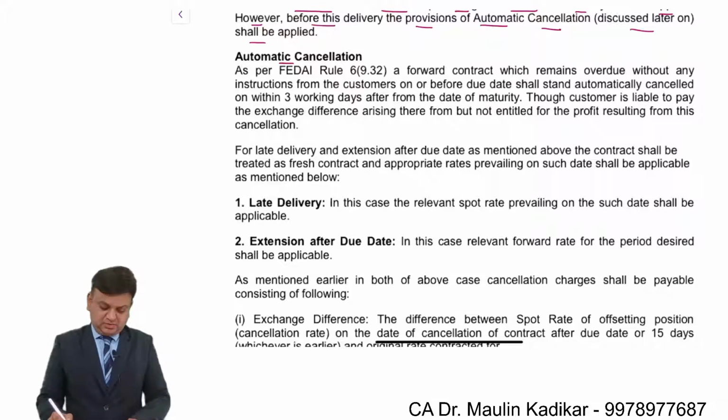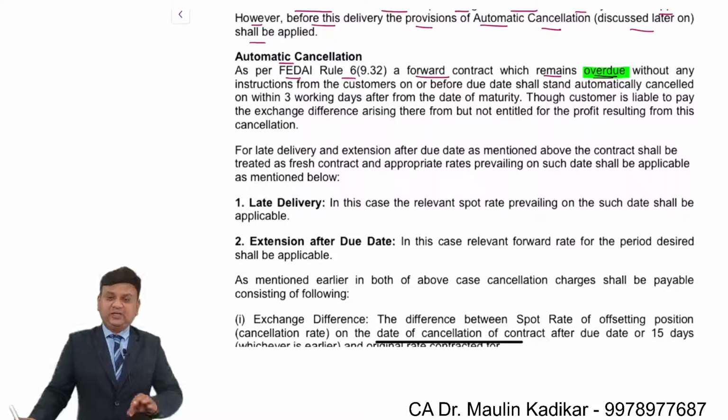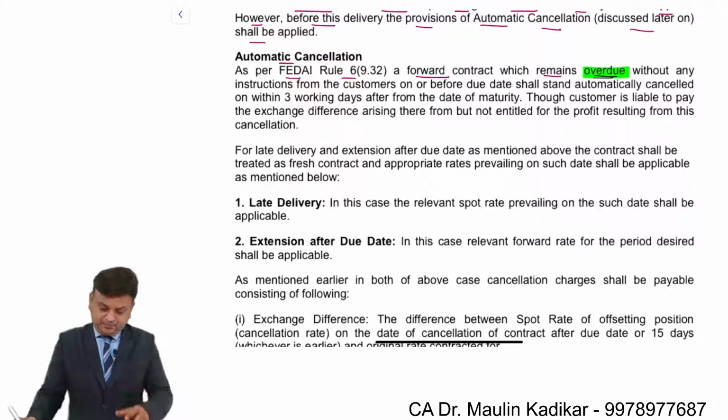Automatic cancellation. As per FEDAI Rule 6, that is the Foreign Exchange Dealers Association of India, a forward contract which remains overdue. We understand that the term overdue stands for this: on 10th of June, that is the date on which the customer should have come, however he did not come on 10th of June. After that, it is called overdue.